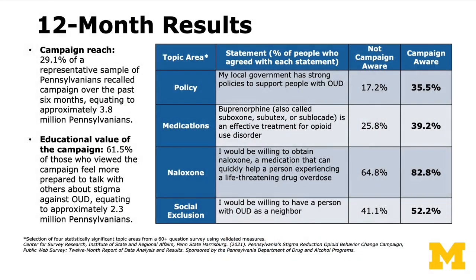Fortunately, we found that this kind of strategy has been very, very effective at scale, and the first 12 months results from the state of Pennsylvania were phenomenal. We saw double-digit shifts in both campaign reach, the educational value of the campaign, as well as a number of key topic areas that we consider incredibly important for addiction stigma.